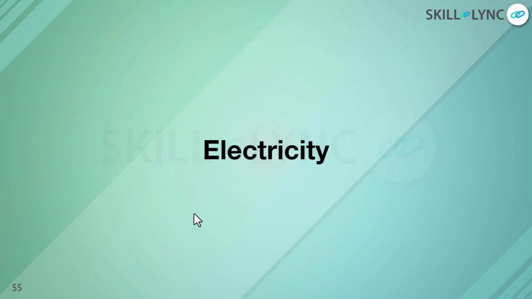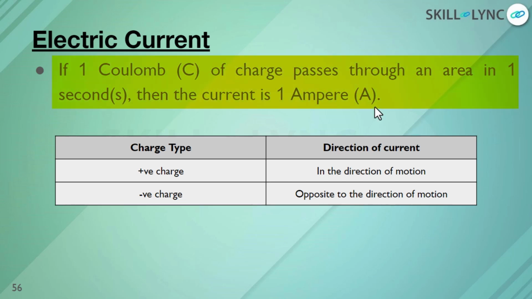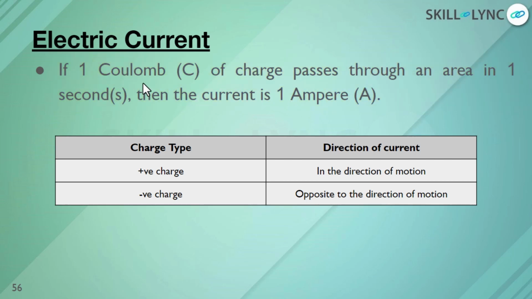Further, the next thing we are going to cover today is electricity. What is electric current? If 1 coulomb of charge passes through an area in 1 second, then the current is 1 ampere, where coulomb is denoted by capital C, time is measured in seconds with the symbol small s, and current is measured in amperes with the symbol capital A.